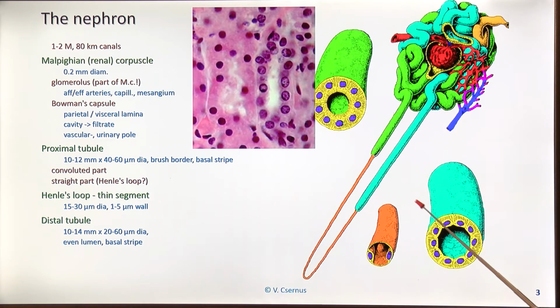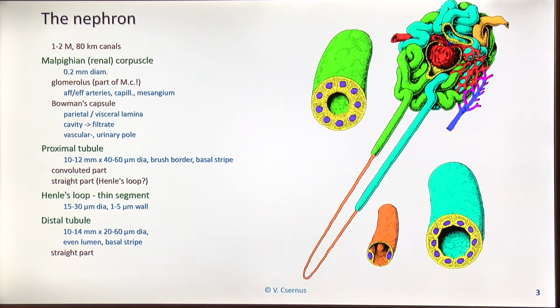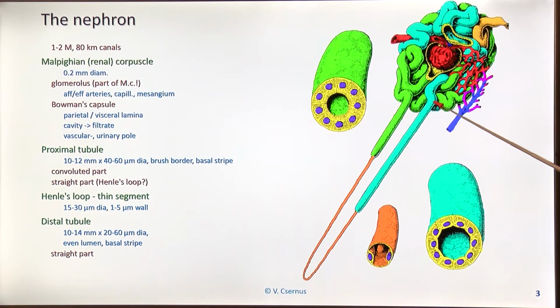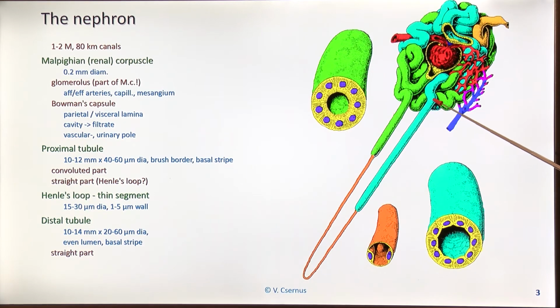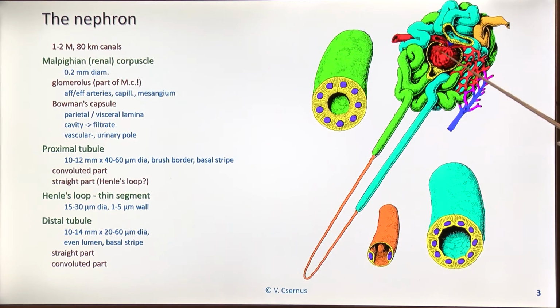The tube has an even lumen because the cells have no microvilli on the surface, but they still have the so-called basal stripe. Similarly to the proximal tubule, this also has a straight part which goes up to its own Malpighian corpuscle, so it will be faithful to the origin, and we have a convoluted part which turns around.